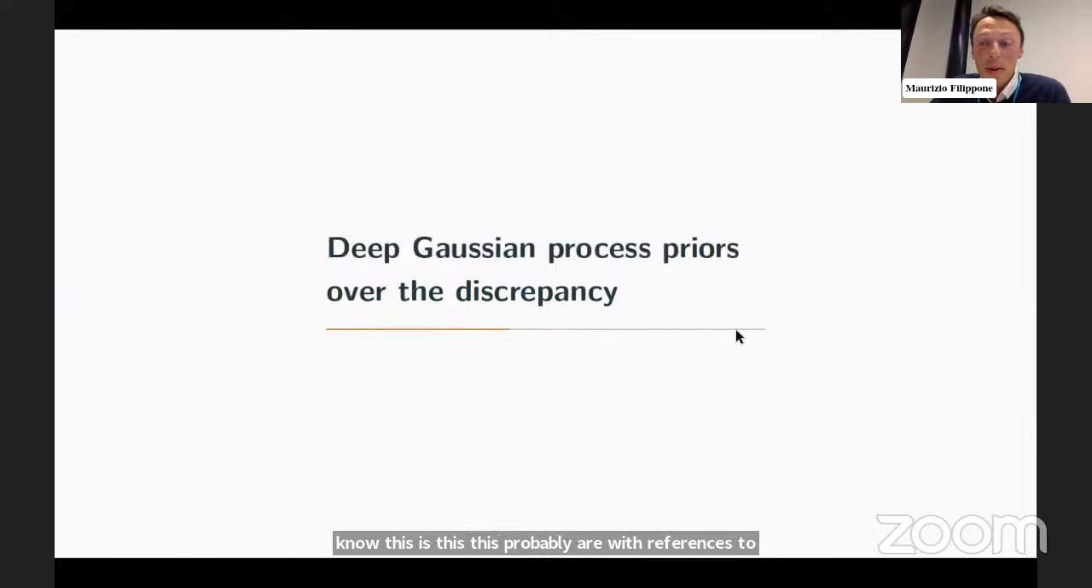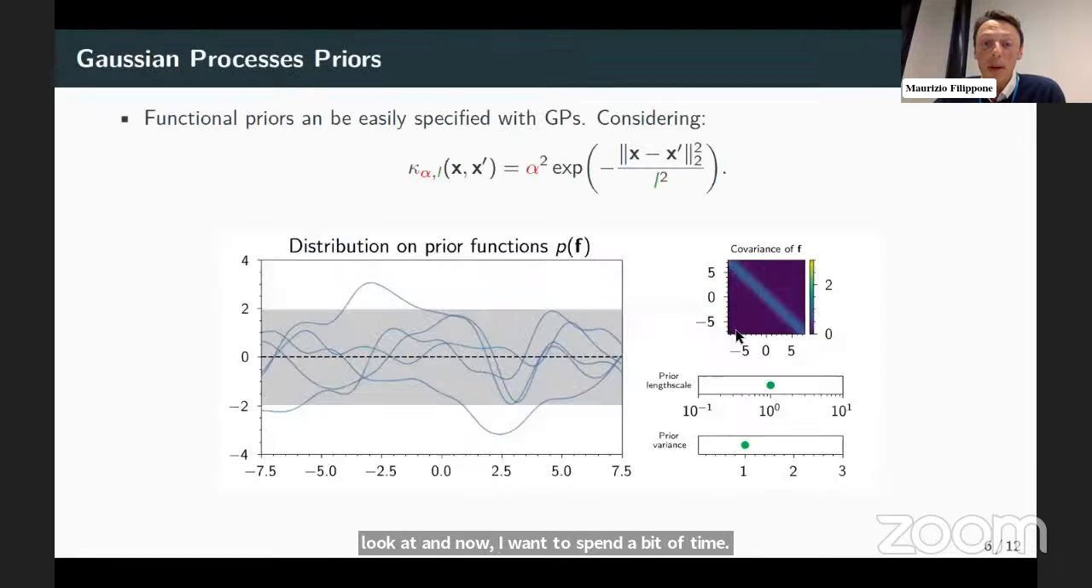Now I want to spend a bit of time talking about the deep Gaussian process prior over the discrepancy and how we can actually do something sensible there. So why do we like Gaussian processes? Well, we like Gaussian processes because we know how to specify functional priors that make sense.